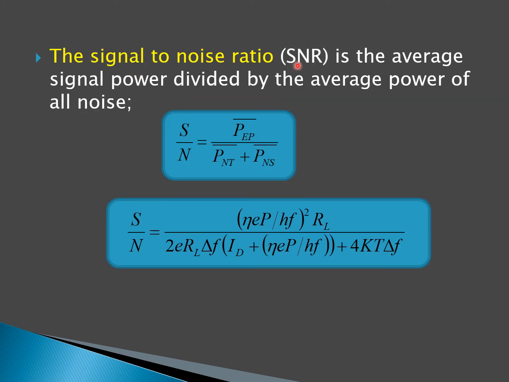For the signal to noise ratio, it is the average signal power divided by the average power of all noise. So this is the average electrical signal power divided by the average thermal noise power plus the average shot noise power. You just combine all the formulas and you will get this formula.